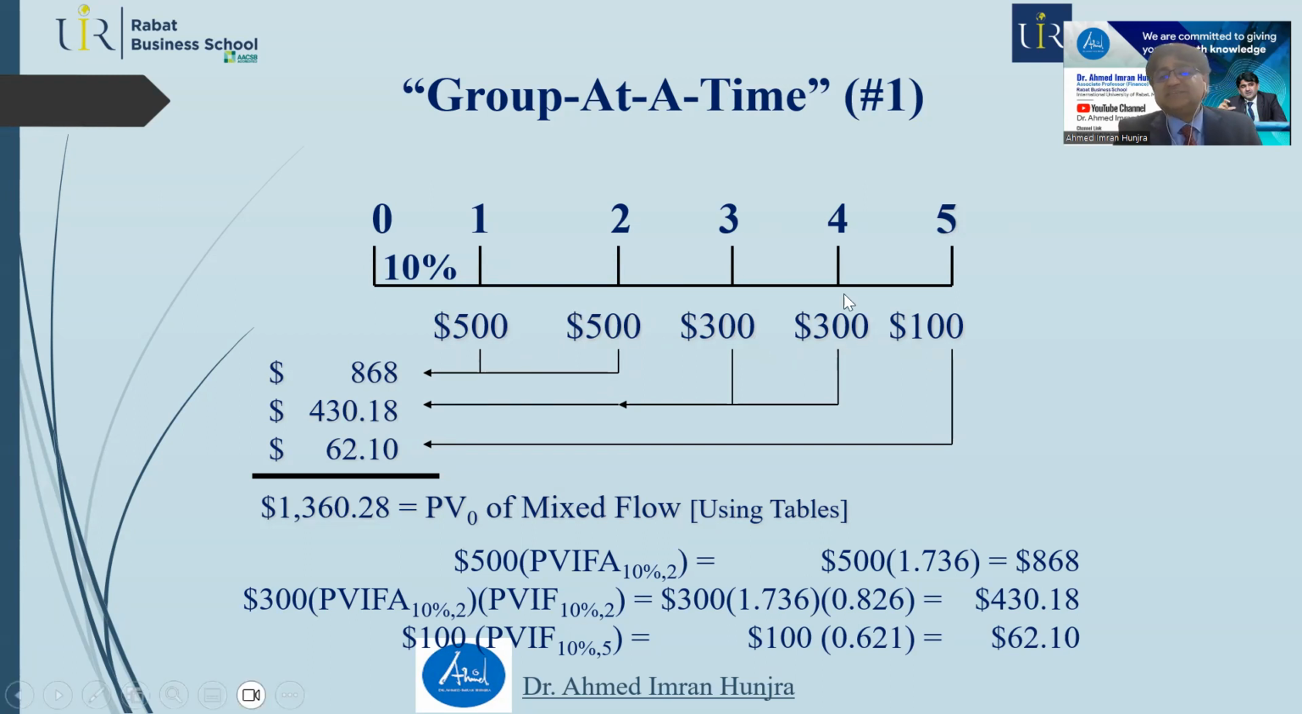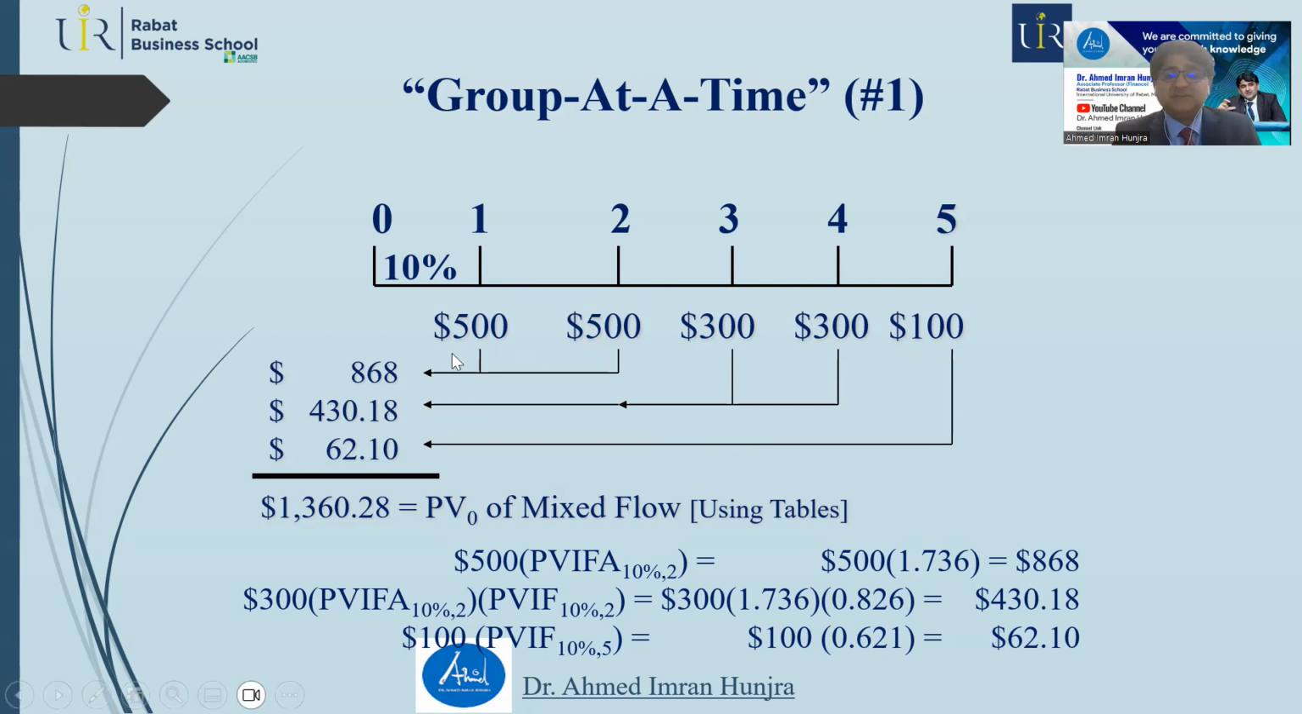The second group is 300. The size of payment is 300. So how can we solve it? 300 times the present value interest factor for how many time periods? 2 time periods, so 10% for 2 time periods. Keep in mind, if we have more than one group in the timeline, and the first group and second group are in sequence, then for how many time periods the group is, we can multiply.